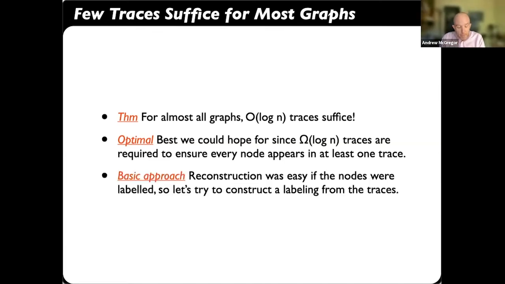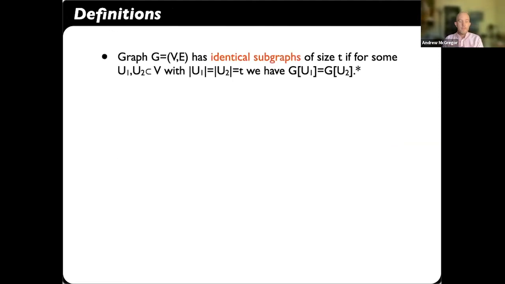Okay, and the basic approach at a high level is remembering that reconstruction is easy if the nodes were labeled. So we want to leverage the randomness of the graph so that we can basically label the nodes that we get in the traces and then proceed from there. So let me tell you how to do that. First of all, a couple of definitions and a nice result about random graphs.